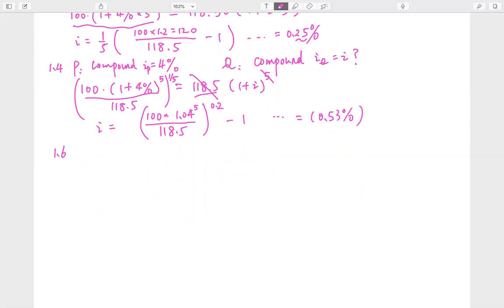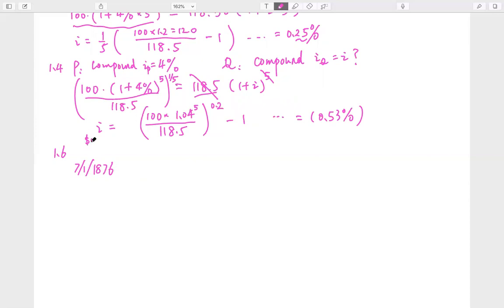The next one is 1.6. Your great-great-great-grandfather set aside $10 on July 1st. So here's July 1st, 1876, in an account paying 5%.